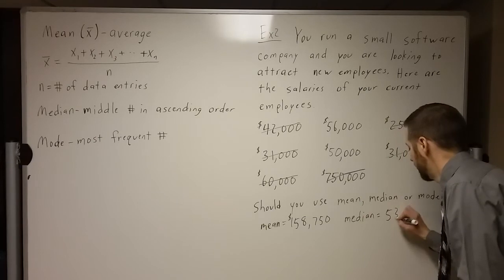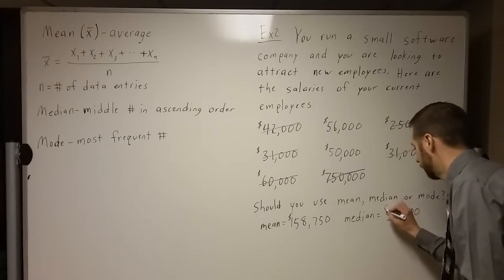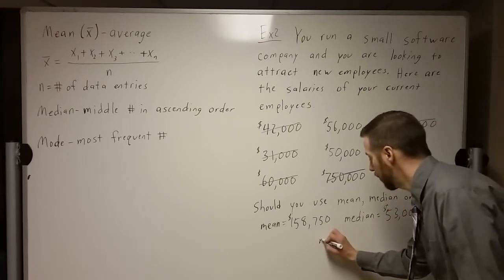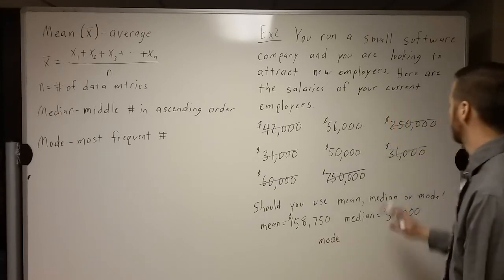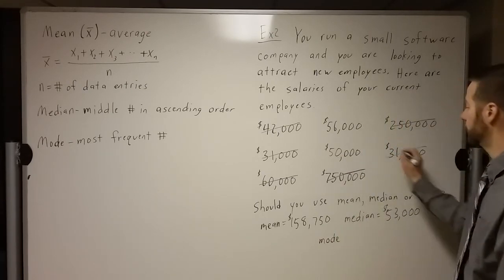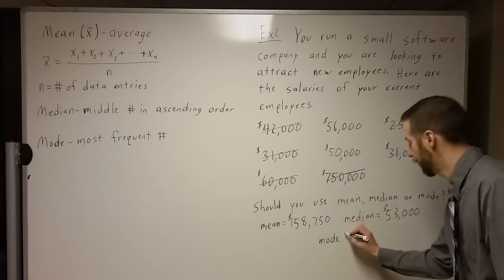So that's the median income in this software company. And then the mode is the most frequent. So looking at these numbers, the most frequent salary, there's 2 people making $31,000.